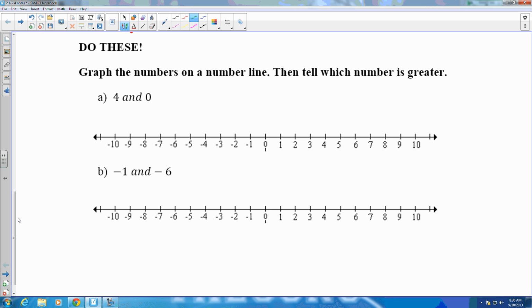Okay, now we're going to graph these numbers on a number line and tell which is greater. 4 is obviously greater than 0, and -1 is greater than -6.